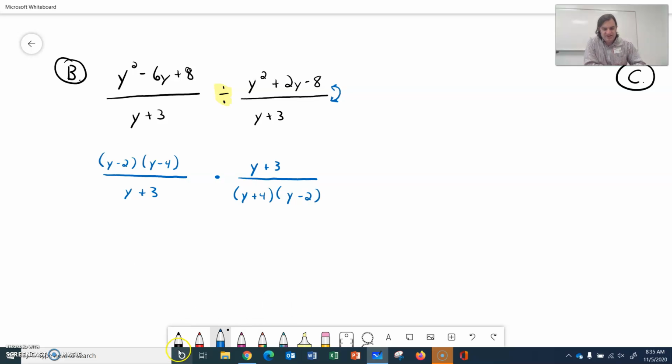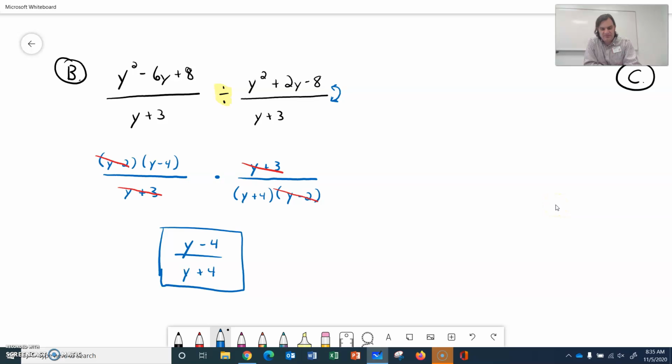Yes. So with all that, it's obvious that the y plus 3 will reduce in the top and bottom, and the y minus 2 will reduce as well. So be careful, because you see a y minus 4 up top and a y plus 4 on the bottom. They look a lot alike, but they're definitely not. So you can't do anything with them. So y minus 4 over y plus 4 is what this simplifies to. Okay.